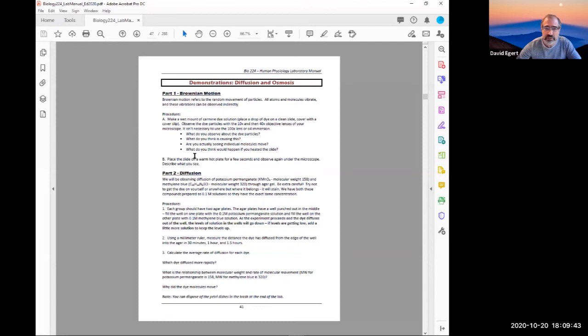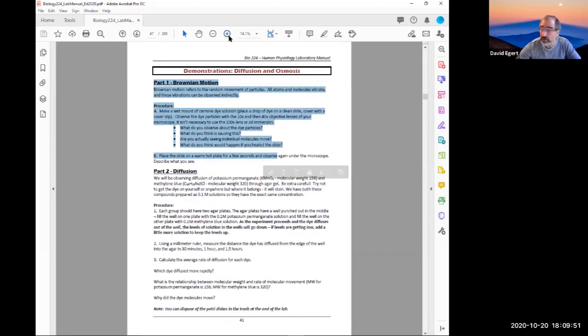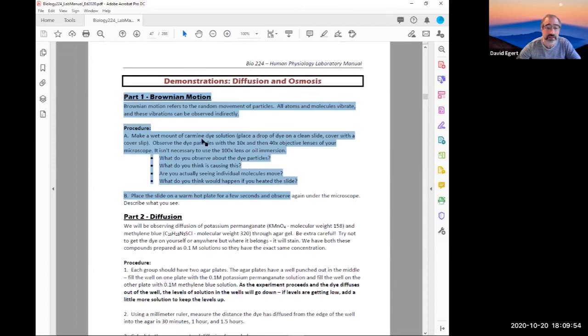The demonstrations of diffusion and osmosis, you know, a number of people got it and a lot of people didn't. What are you seeing when you see Brownian motion? We saw the little pollen grains dancing around in that little video on YouTube. Why are they dancing? Molecules crashing between each other, like colliding.